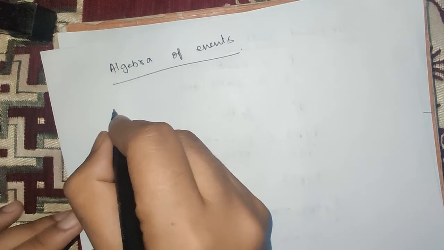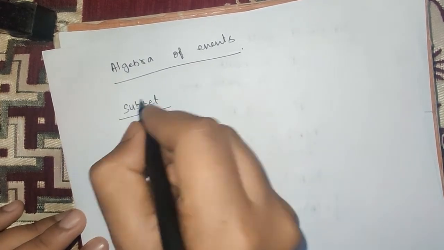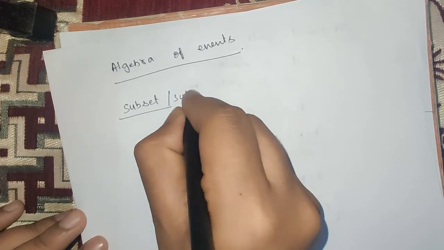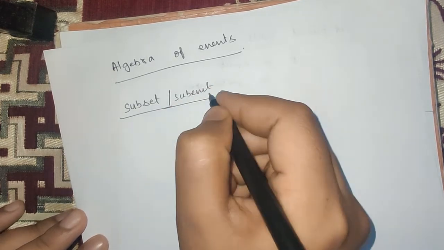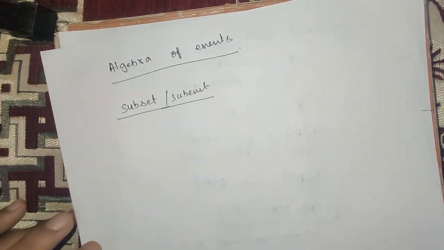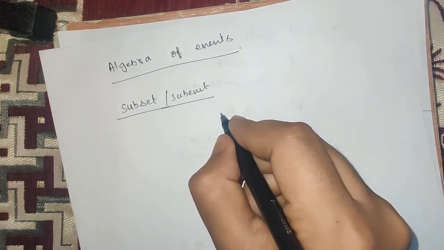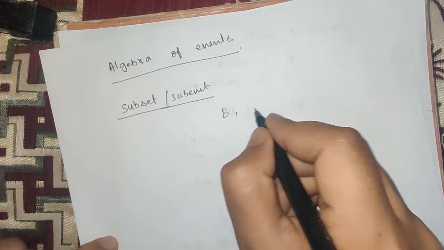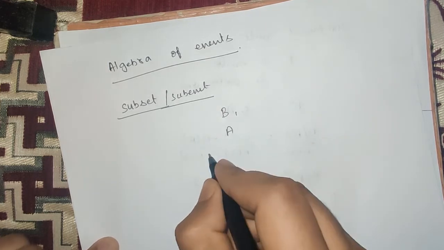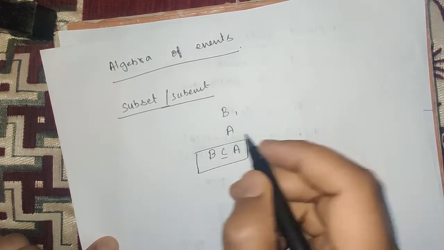So first we will discuss sub event. It is the same as a subset, or sub event. A set of which all the elements are contained in another set. Like if any set is B and all the elements of B are contained in A, then B is the subset, or sub event, of A.